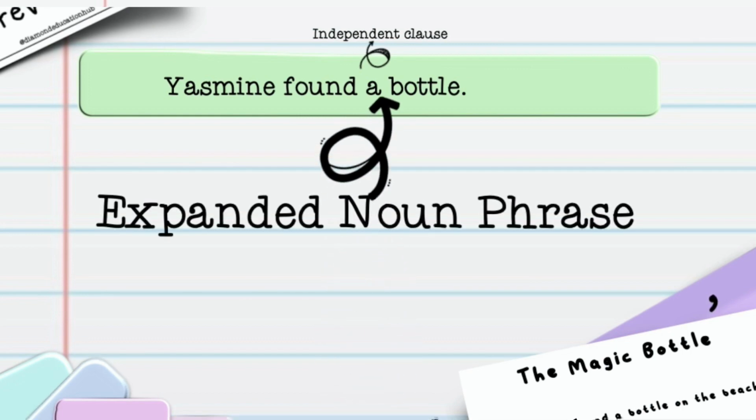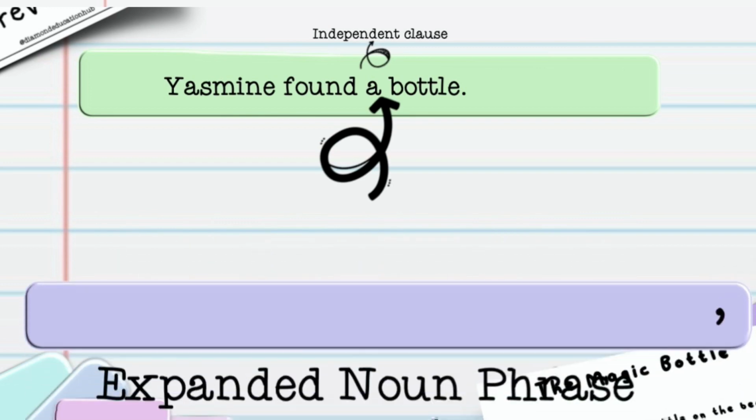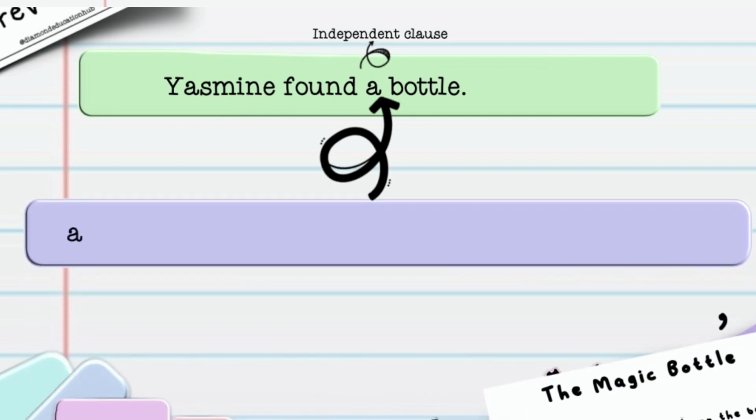Let's add an expanded noun phrase to this sentence. The noun that we will expand is bottle. So let's add in some adjectives. So instead of having the phrase, a bottle, we now have, a dusty, cracked bottle. Whenever you use two adjectives together, you need to use a comma to separate the words.